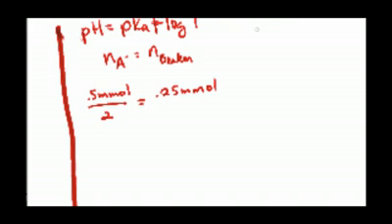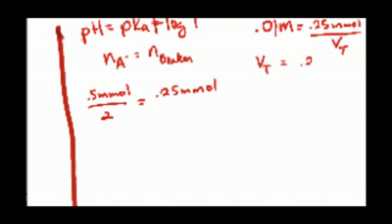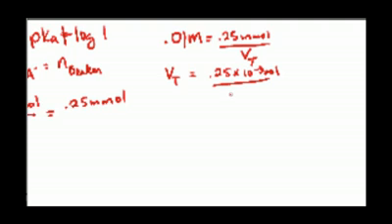Then what you can do is say, well, I know the molarity of that base, and I know the moles now is 0.25 millimoles, and I'm looking for the volume to achieve that. So what we do is we just multiply by the volume of titrant on this side and divide: 0.25 times 10 to the negative 3 moles over 0.01 molar. So when you do that, you get 0.025.